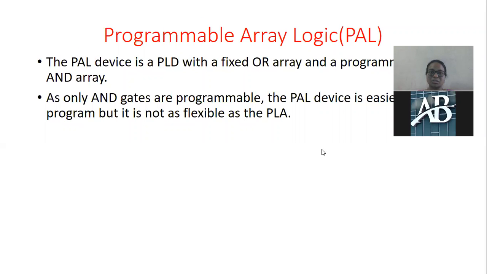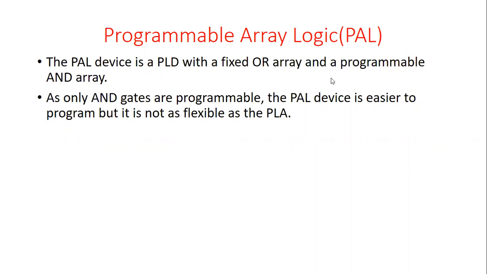Okay, so this PAL contains a fixed OR array and a programmable AND array. So programmable AND array means what? Here we can do any type of programming for the AND array. Same as that of the PLA, here also the AND array is programmable. So due to that, we can do the modifications on the AND array.